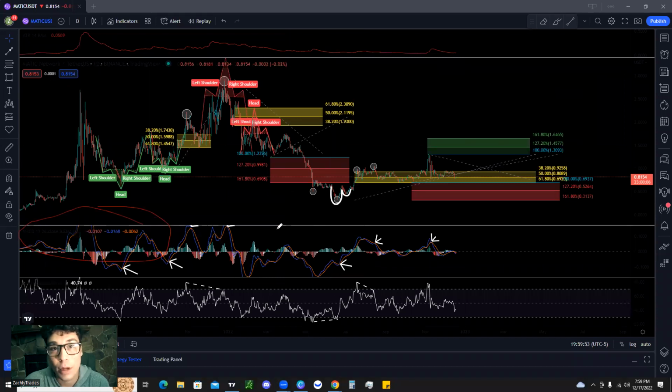We're going to look at some entry and exit signals based off of the MACD, as well as the relative strength index and how you can spot divergences that give you an indicator on future bullish or bearish activity.